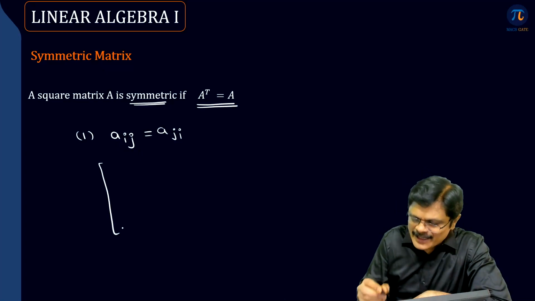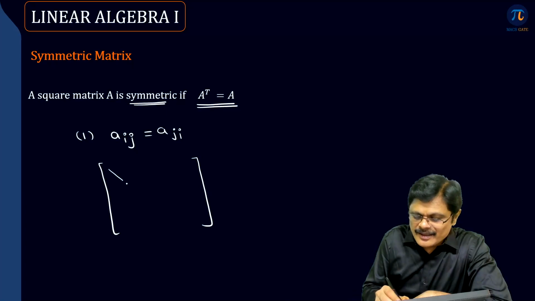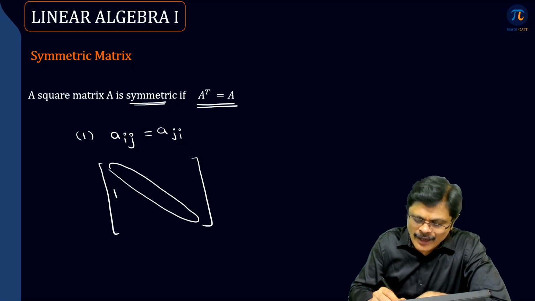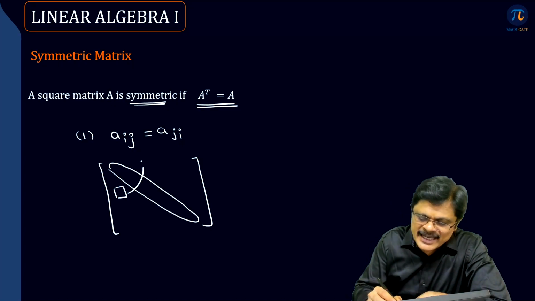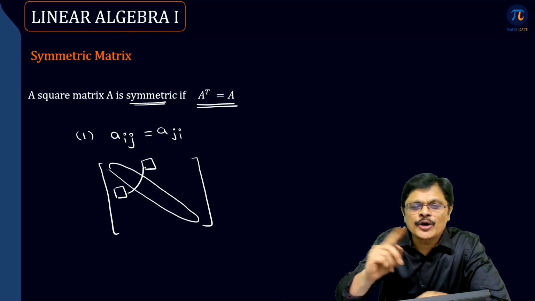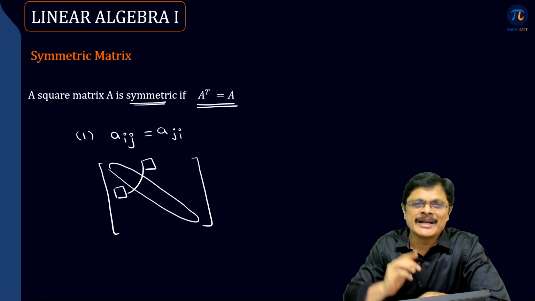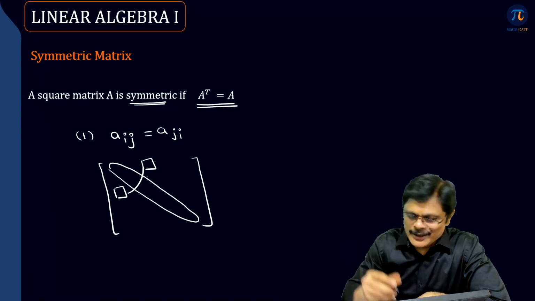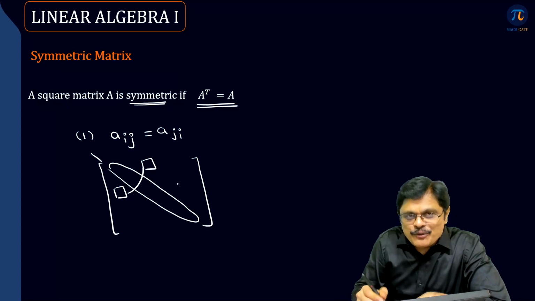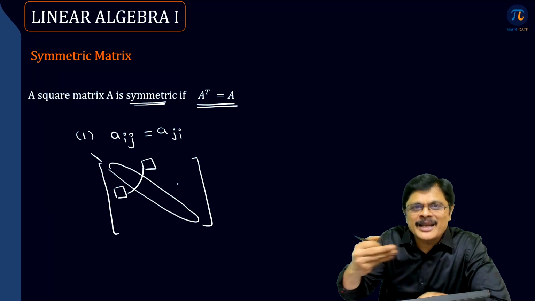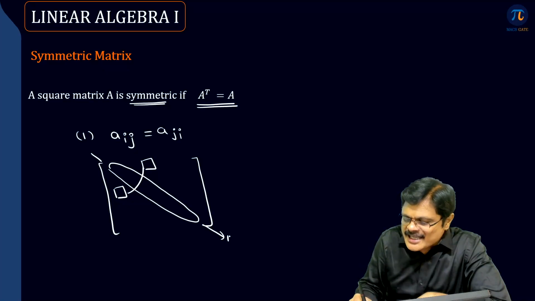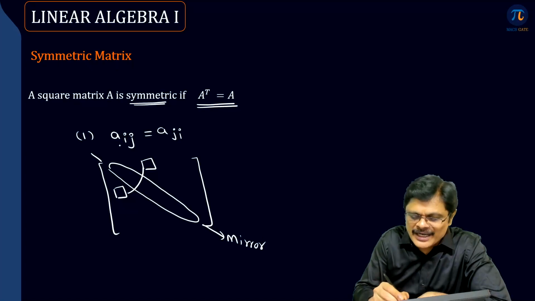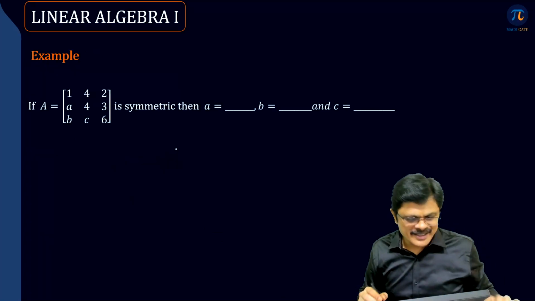So if you write the matrix, you can consider this main diagonal as a mirror. Whatever element is here, you find the same element on the other side. The ith row jth column is the same as the jth row ith column element. That is, aij and aji are mirror images. You can just consider this as a mirror, and you find the mirror images here, my dear. So that is what you mean by a symmetric matrix.